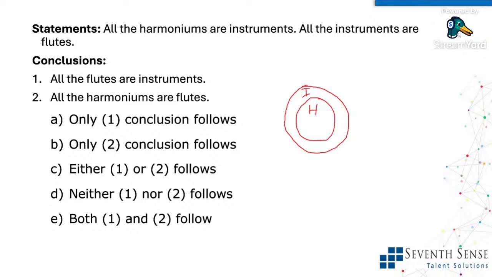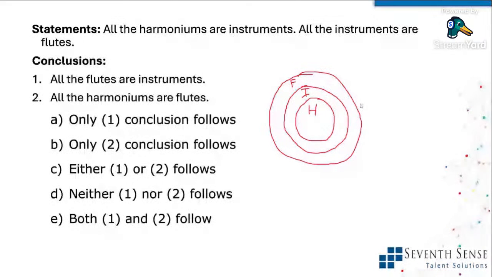Then all the instruments are flutes. All the instruments are flutes. So I can name this as F. Now you have to check the conclusion. First conclusion says all the flutes are instruments. Now can you say that all my flutes are instruments? Is my first conclusion correct?